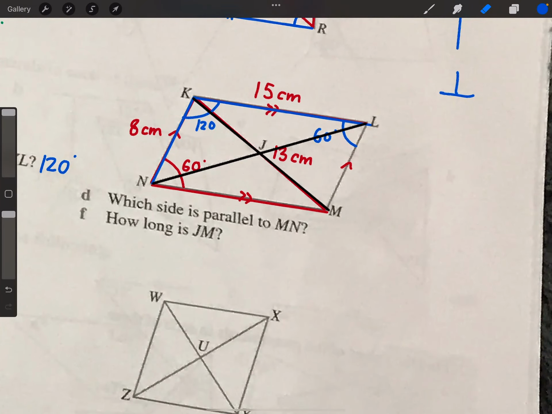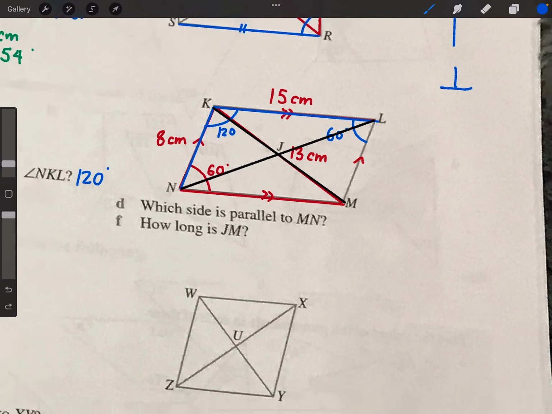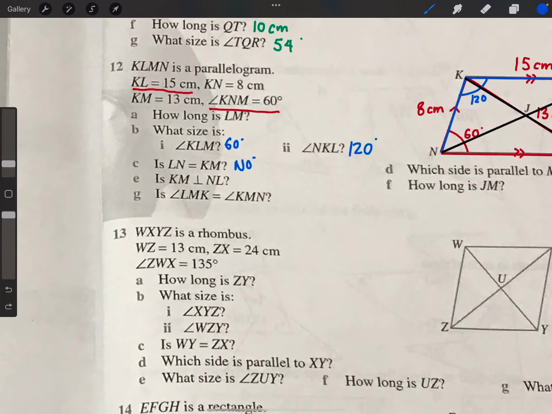So do the two black diagonal lines meet at 90 degrees? Is this 90 degrees? No, they don't. This only works for rectangles and squares and rhombus, not for the parallelogram, so that's a no.